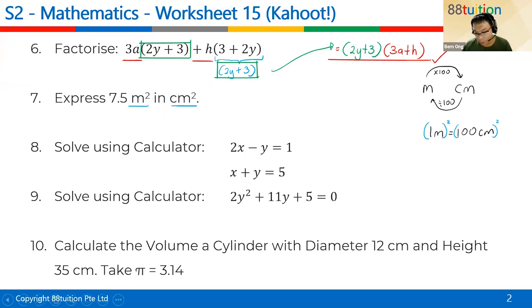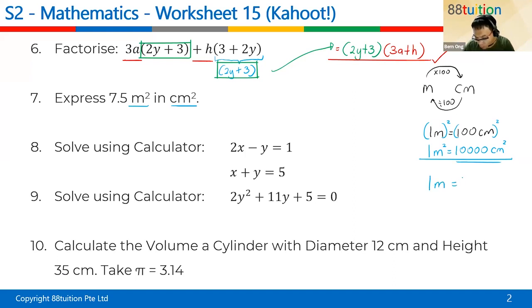So what does square mean? 1 meter times 1 meter, 1 times 1 is 1. Meter times meter is meter square. 100 times 100 is 10,000. Cm times cm is cm square. Do you know that this is the conversion? Does it work for meter cube?